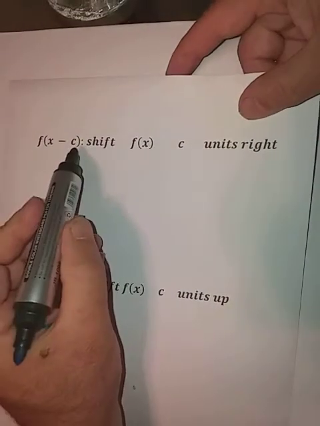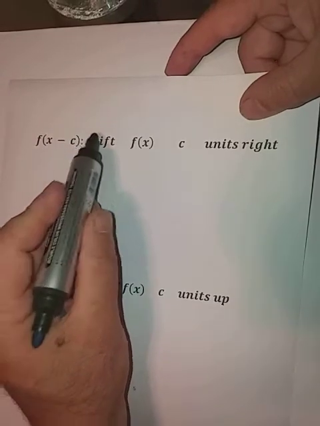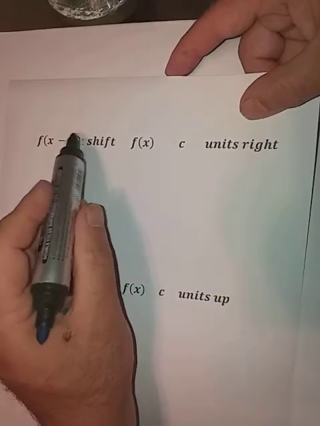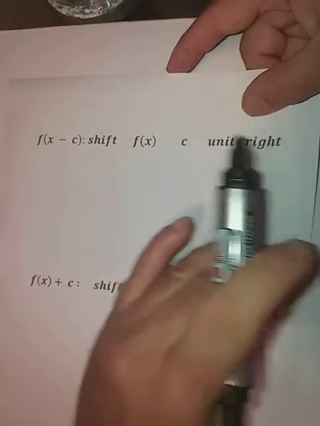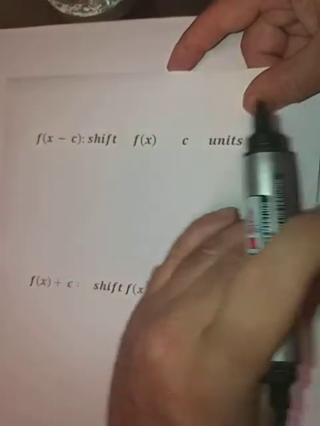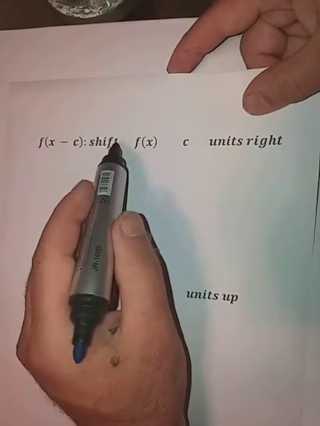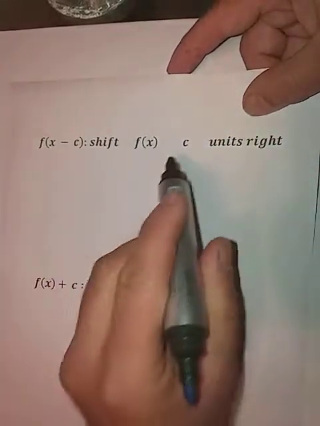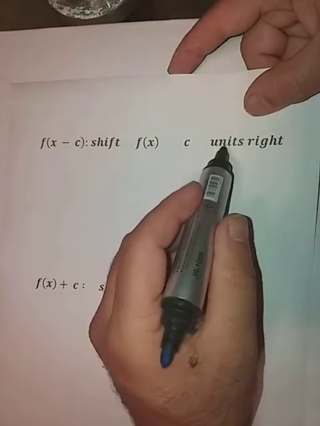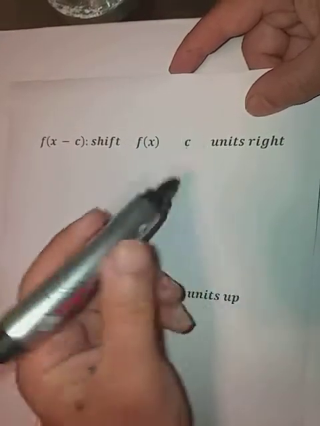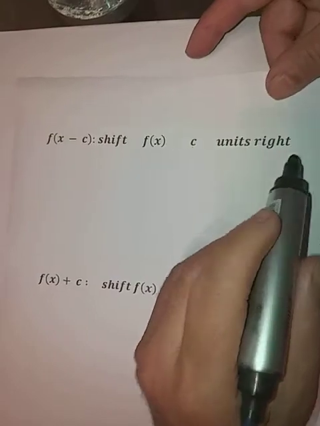Now we have a number inside the bracket. If you have a number inside the bracket, then we move horizontally. How many units? c units. c can be any number. To the right. Example.